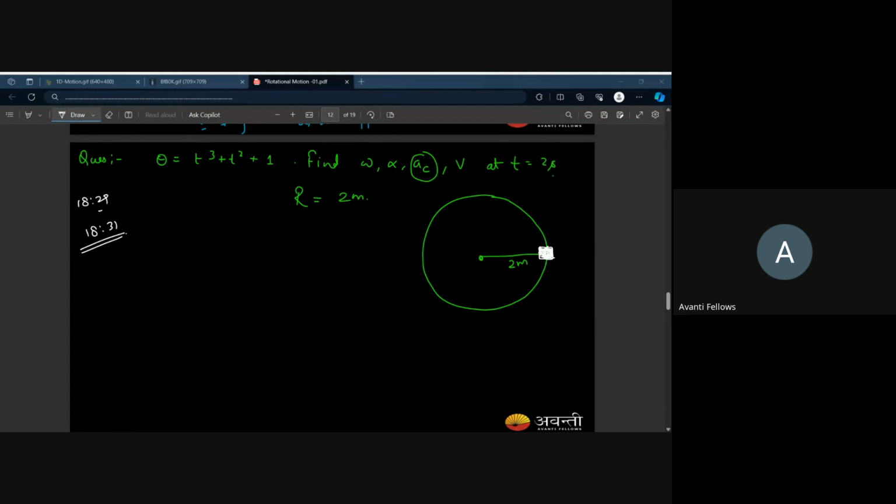Basically, you know, omega is supposed to be in radian per second, and alpha in radian per second square, because omega and alpha are angular variables. Centripetal acceleration and velocity are linear variables. So whenever you have to deal with angular variables, go with radian. Okay? Yes, ma'am. I'm sorry, I only find angular velocity. Okay.